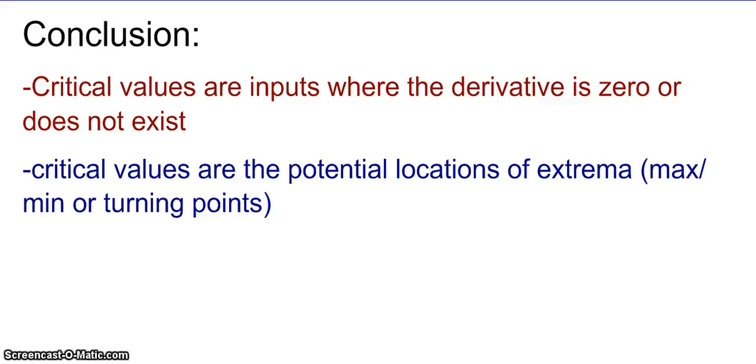So critical values are inputs where the derivative is 0 or where it does not exist. So we find the derivative, we set it equal to 0, and set the denominator equal to 0 as well, because that's where it will not exist. They are the potential locations of extrema, which are maximums or minimums, also sometimes referred to as turning points as well.